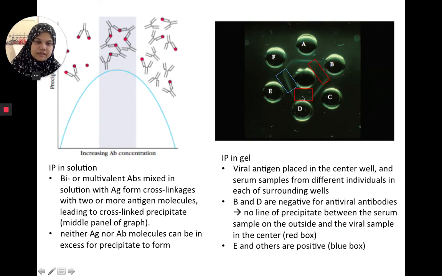So it's kind of clear here because the people have not been infected with this virus, so they don't have the antiviral antibodies. But for all the others, for example, E, F, A, C, you can see a line forming between this well and the sample well, the patient sample well. So the antigen well and the antibody well. You see a precipitation line forming here, which means this patient or this person has antibodies against the virus. So that's a way you can diagnose whether or not a person has a particular viral infection.